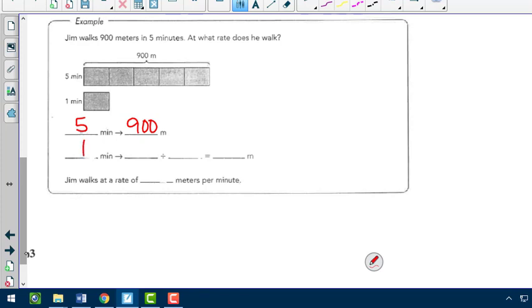For 1 minute, I would take 900 and divide it by 5, right? That would give me 180 meters. So Jim walks at a rate of 180 meters per minute. That's the rate. Remember the bar modeling when we were finding 1 unit? So if Jim walks 900 meters in 5 minutes, he walks 180 meters in 1 minute. That's the symbol that goes along with that word problem, and notice they have 2 labels, meters per minute.